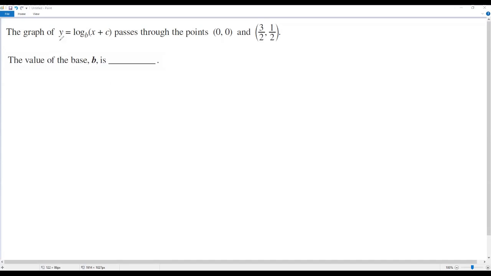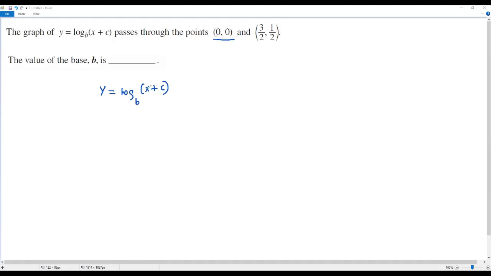Here, in the given function, we have to find the value of the base b in the logarithm. The question also says the graph of this function passes through (0, 0) and (3/2, 1/2). Let me take the given function as it is: y equals log of x plus c to the base b. The first information says the graph passes through the point (0, 0).